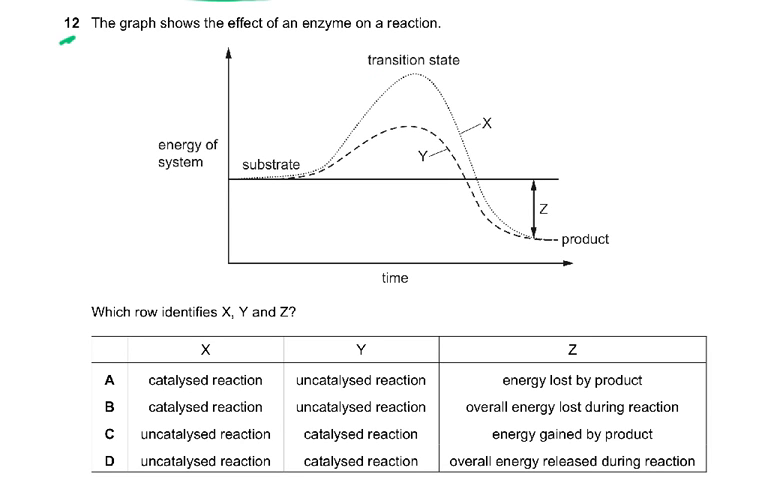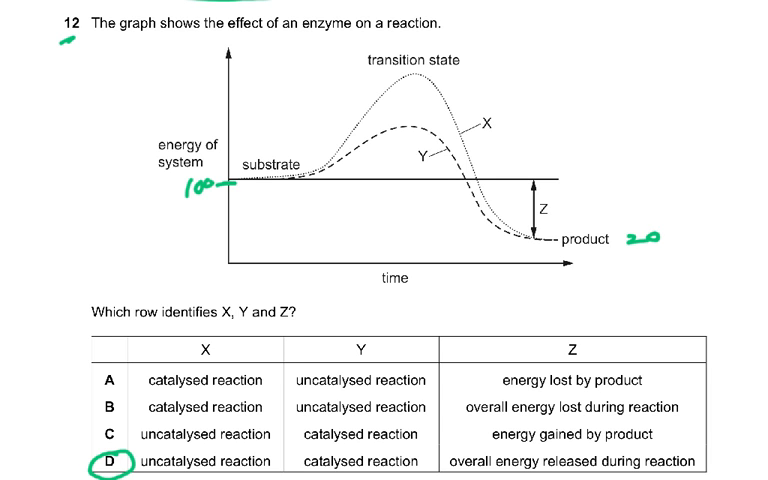Question number 12. The graph shows the effect of an enzyme on a reaction. Which row identifies X, Y, and Z? The 3 possible answers are a catalyzed reaction, uncatalyzed reaction, and energy lost by the product. Now, what is energy lost by the product? Say this was the energy, say it was 100. Now the products are at, say, 20. So energy lost is 80. So that is why the answer is D.